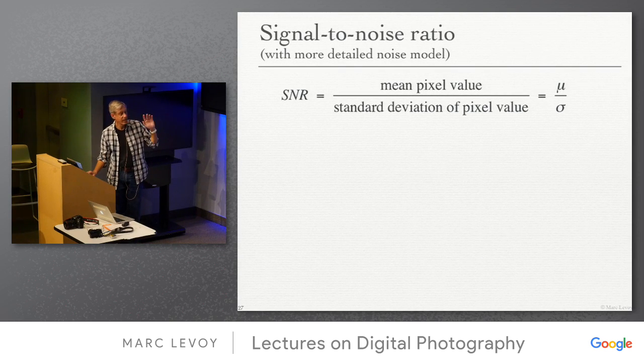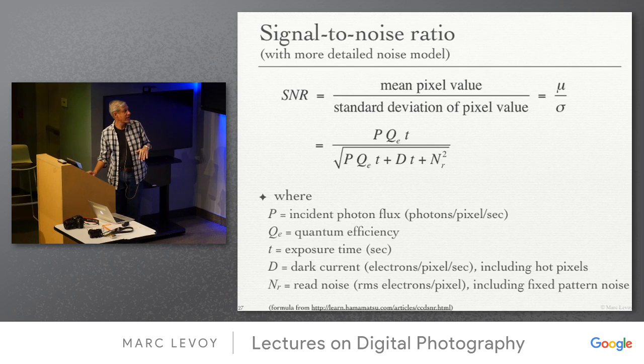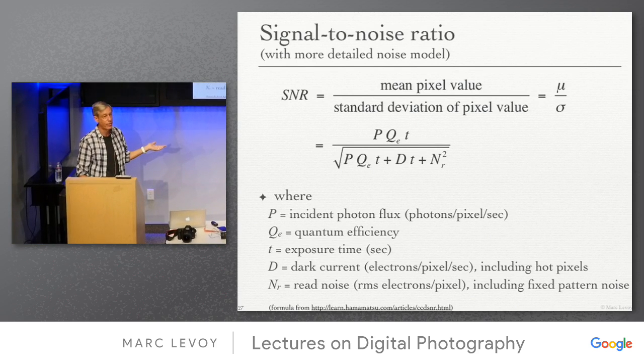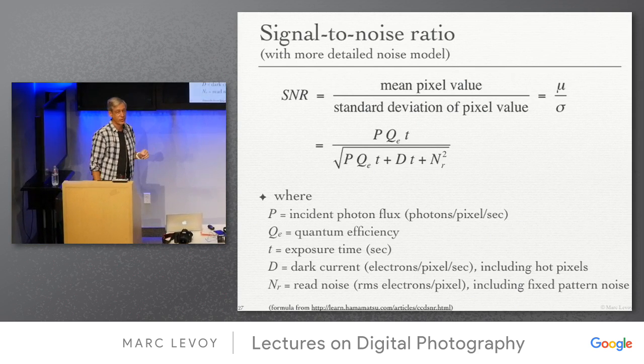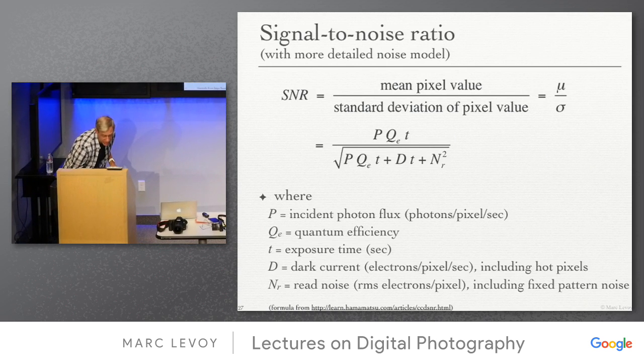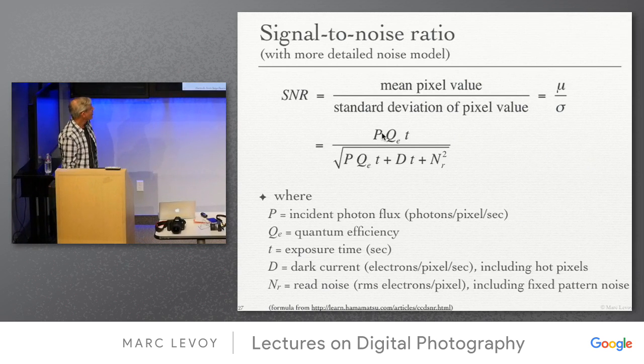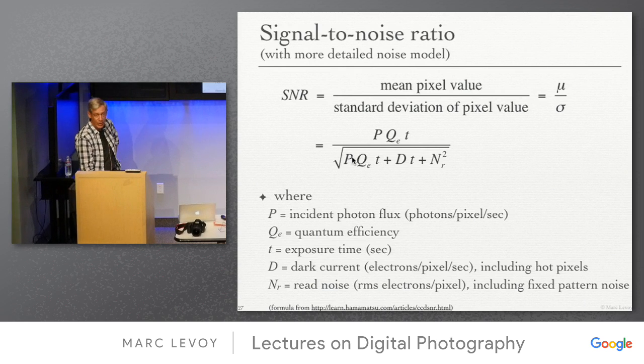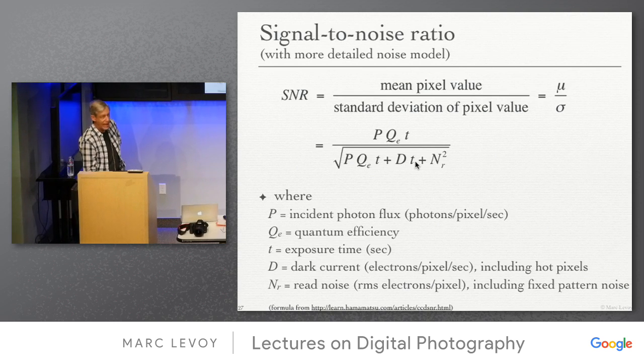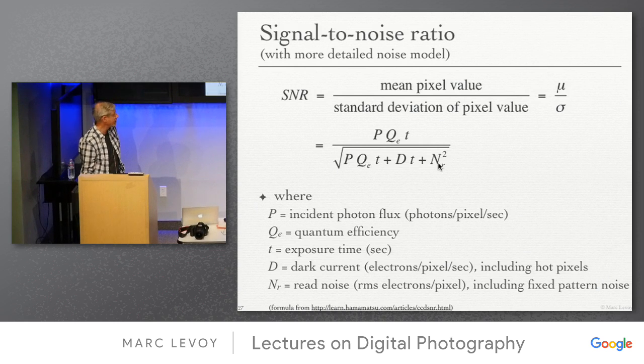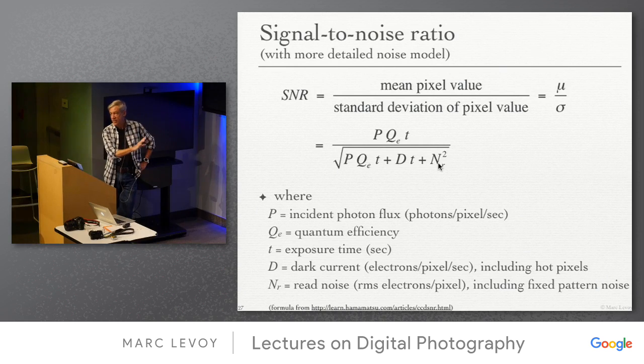So I showed this already, the ratio of the mean to the standard deviation. Here is a formula that puts all of those noise terms together. You'll see lots of different examples of this. So this is the number of photons over its square root. So there's the photon shot noise, multiplied by the exposure time. There's the quantum efficiency. There's the dark current, and it's multiplied by time. The longer, the more dark current. And there's that nasty read noise term. So this is a simplified noise expression that kind of shows you where the variables go.